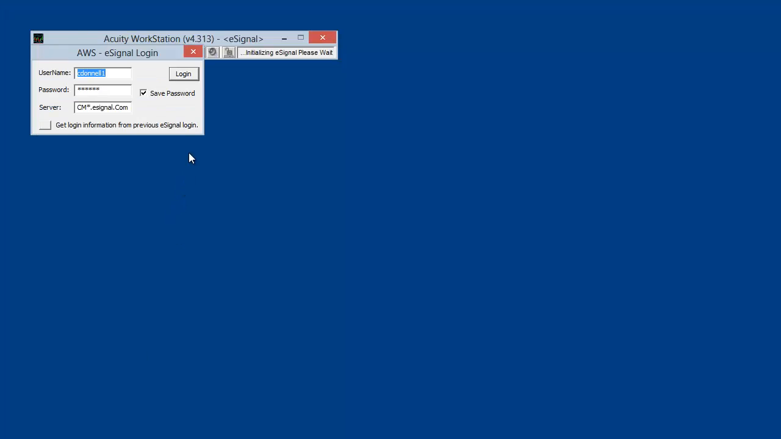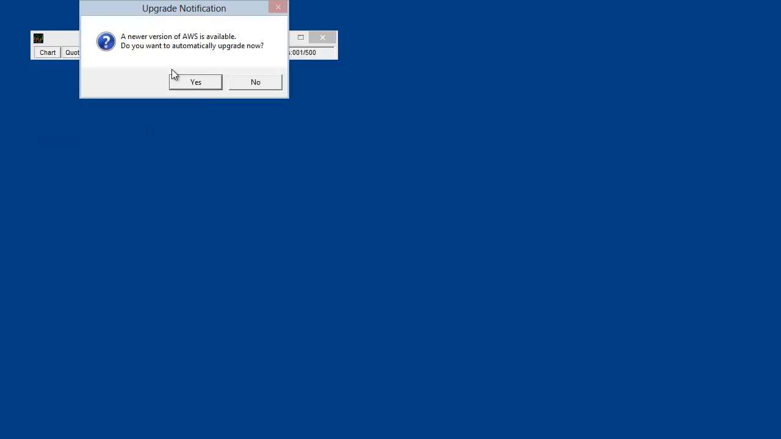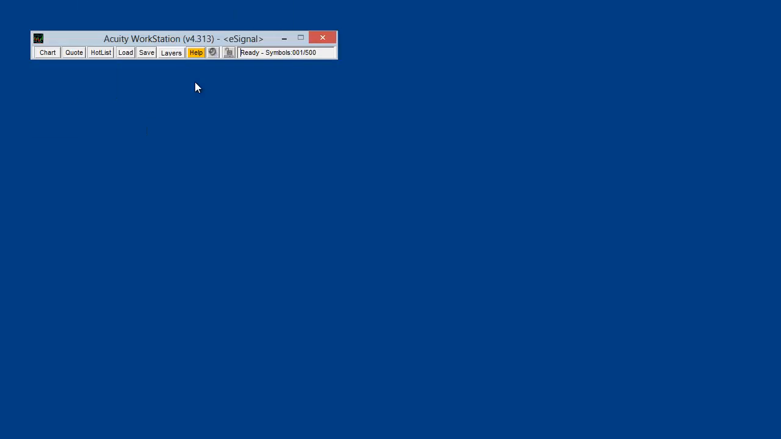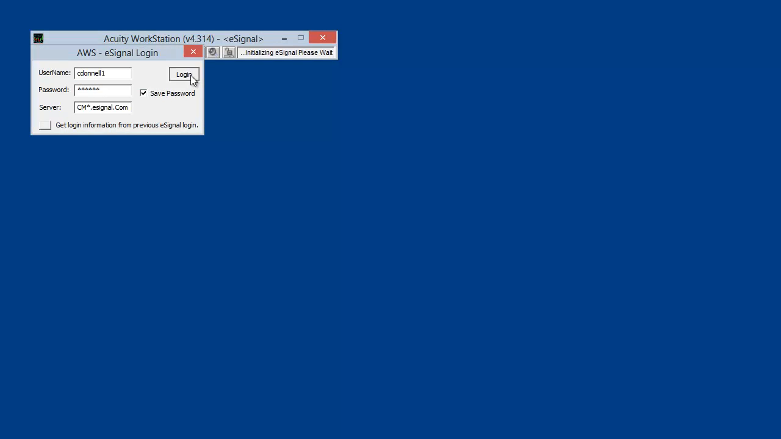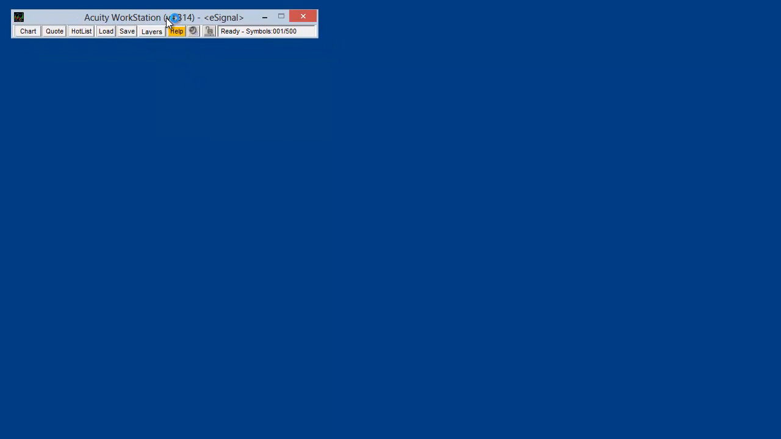We've released a new version of our software, and when you go to log in, it will pop up a screen that says, do you wish to automatically upgrade? Hit yes, and it will automatically upgrade to our newest version. And there's a lot of new tools in the last few versions.